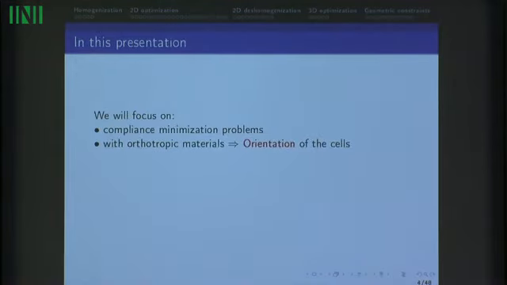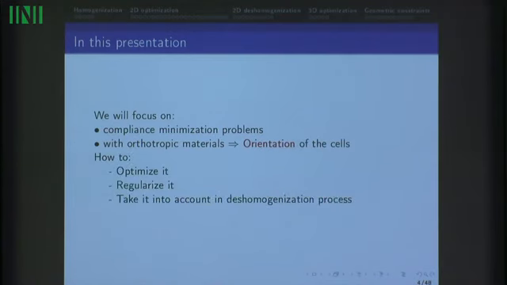So I will focus here on linear elasticity problems, and I would like to minimize the compliance of structures. And to do that, I will use a kind of periodic material, namely orthotropic materials. And one challenge with this kind of materials is the orientation of the cells. So the question is, how can we optimize the orientation of the cell in the whole structure, and how can we regularize it? And of course, at the end, how can I interpret this orientation in order to have a genuine structure?